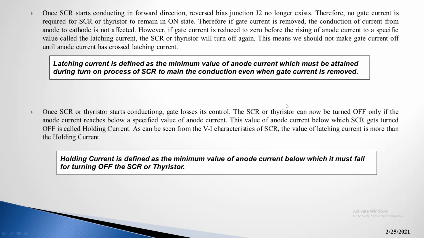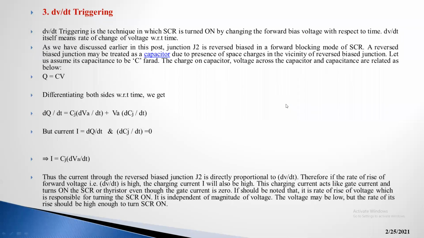Next, the dv by dt triggering method. What is the third method? The dv by dt triggering method is nothing but the rate of change of forward voltage triggering method. Rate of change of forward voltage means the rate of change of whatever voltage we are applying across the anode and cathode, and the SCR can be turned on by changing the rate of change of forward voltage.